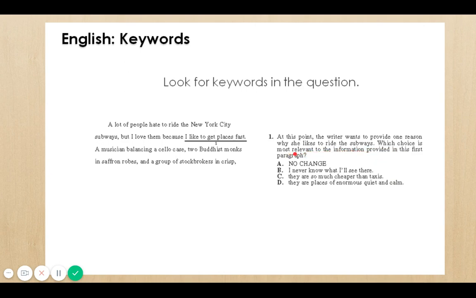Okay, so if we want to know what's most relevant to the information provided. When I look, it says a lot of people hate to ride the New York City subways, but I love them because something. A musician balancing a cello case, 2 Buddhist monks in saffron robes, and a group of stockbrokers. And then it continues on. So if it was talking about the speed it was going, then it would be I like to get places fast. But because it's talking about all these random things, I never know what I'll see there would be a better fit.